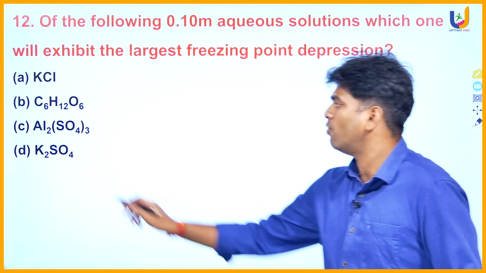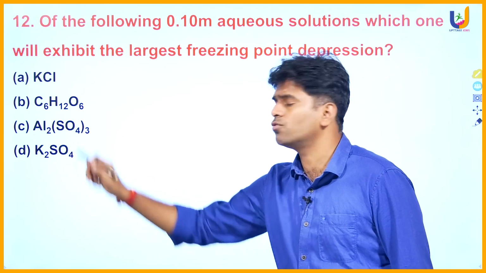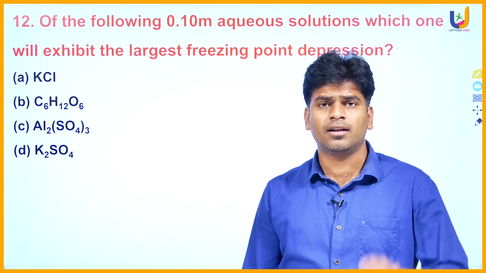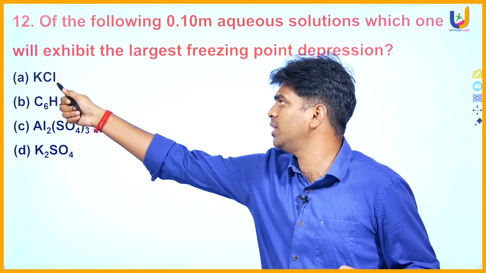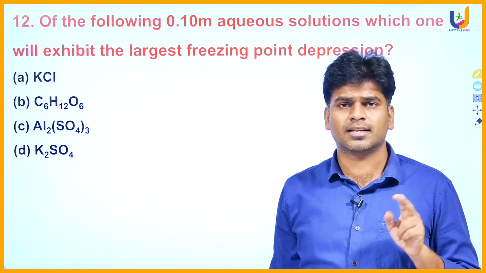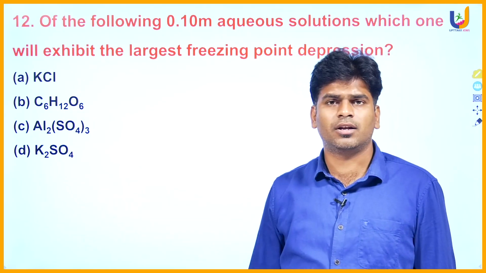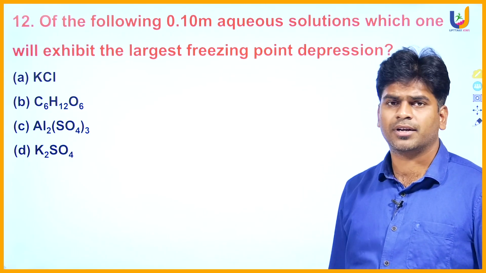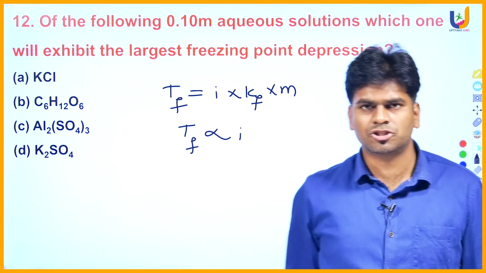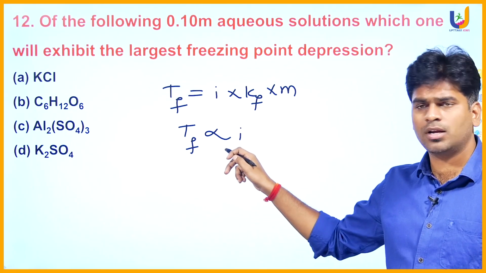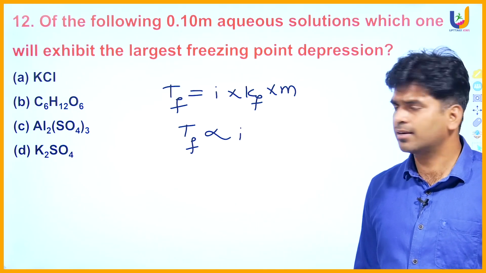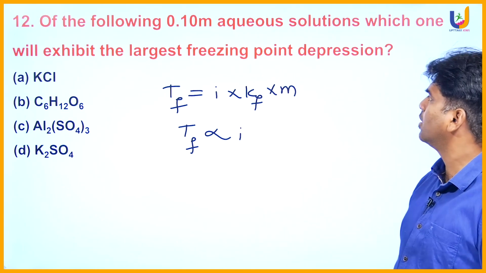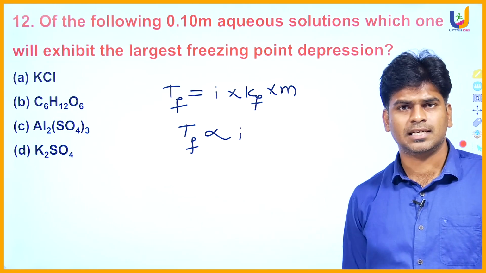So obviously the van't Hoff factor is more for option C, because the van't Hoff factor i is equal to 5 for this, after dissociation into 2 aluminum and 3 sulfate ions. 5 is the van't Hoff factor, and if you see A and D, the van't Hoff factor is lesser than option C, and this is not at all dissociating. So as per that, the van't Hoff factor is more for aluminum sulfate, option C. So this is the relation, children. Depression in freezing point is directly proportional to the van't Hoff factor. So which will have more van't Hoff factor, more depression in freezing point. So largest depression in freezing point means option C.